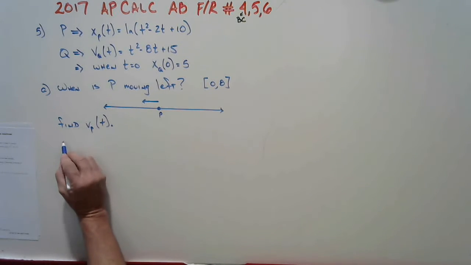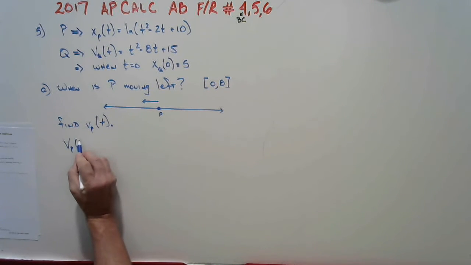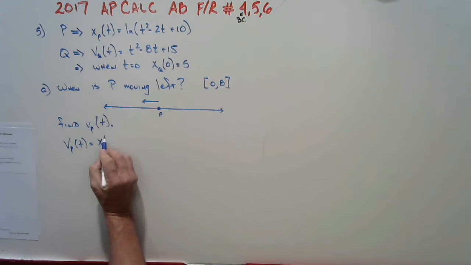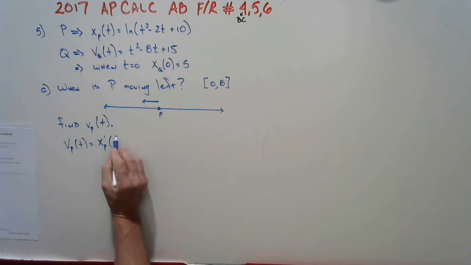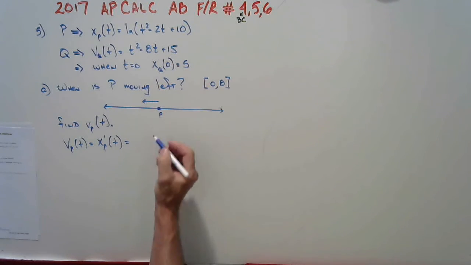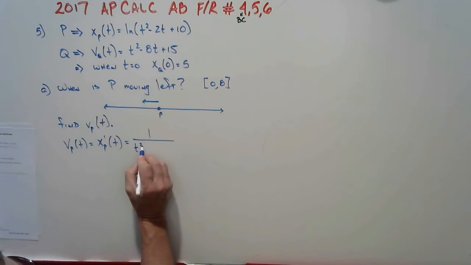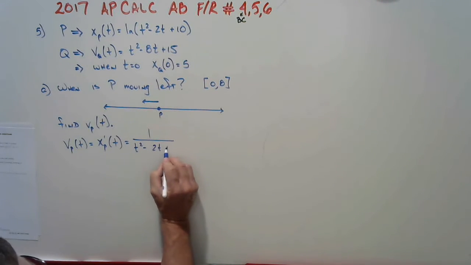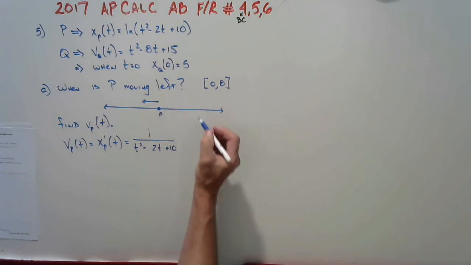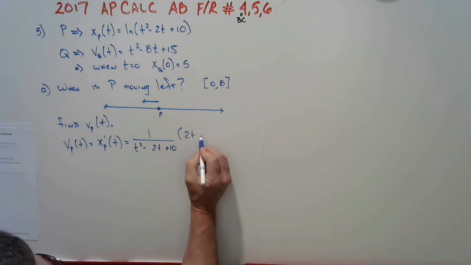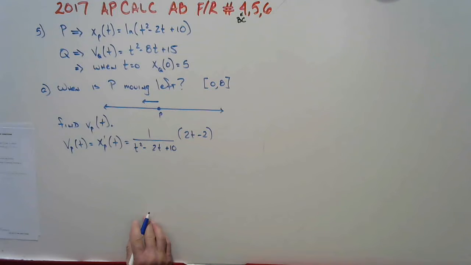to find V. Now, we know velocity of particle P is equal to the derivative of the position of particle P. And we can find that. We can take that derivative. It's the derivative of a log, so that's going to be 1 over t squared minus 2t plus 10 times the derivative of what's inside, which is 2t minus 2. All right? Now, what do we have to do? We've got to determine when this derivative is equal to 0, and when this derivative fails to exist. Right? When does it equal 0, and when does it fail to exist?